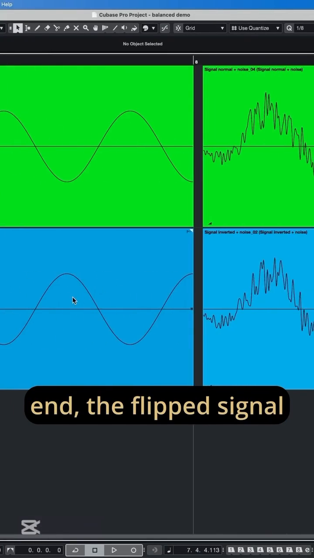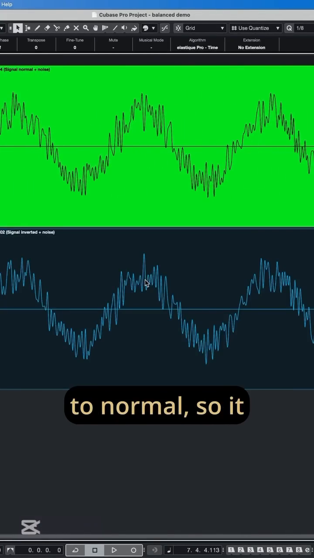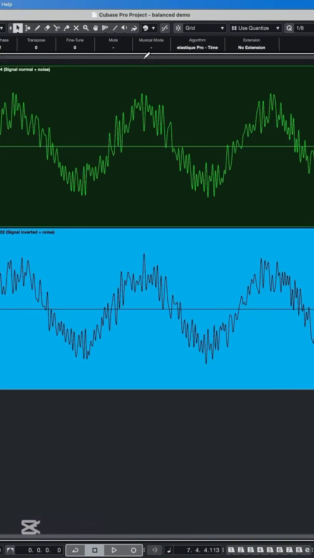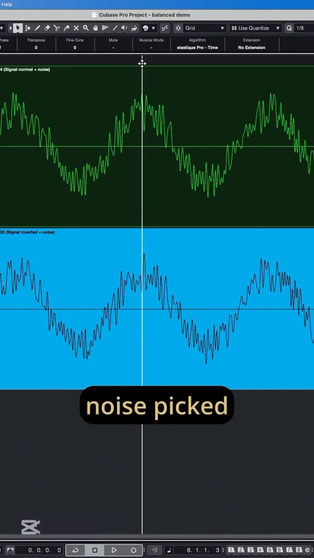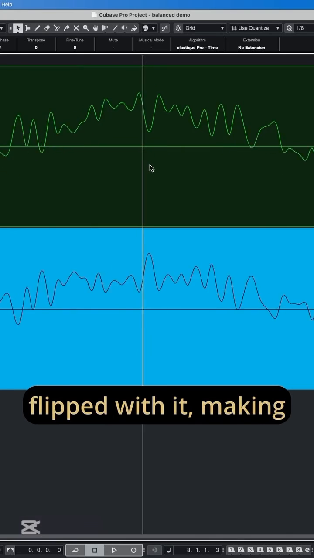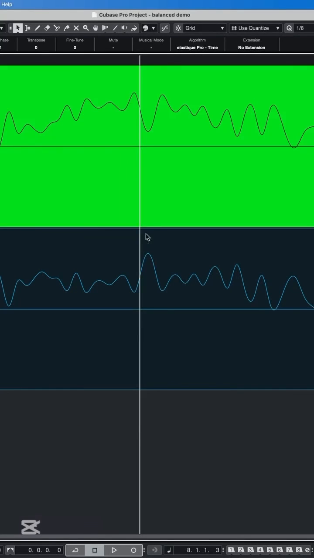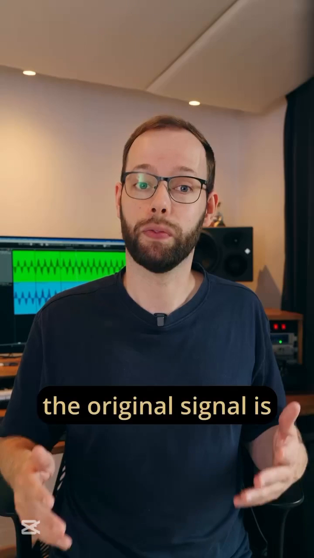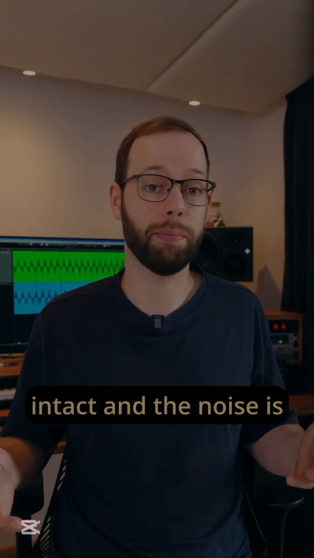At the receiving end, the flipped signal is being flipped back to normal, so it matches the original. But by flipping that signal, all of the noise picked up in the cable is flipped with it, making it out-of-phase noise. So when you combine the two lines, the original signal is intact and the noise is being cancelled out.